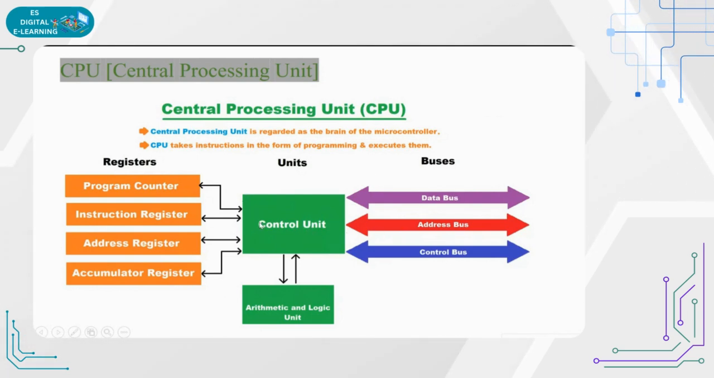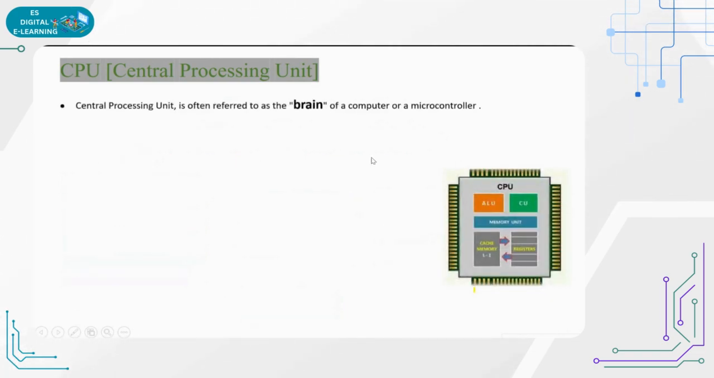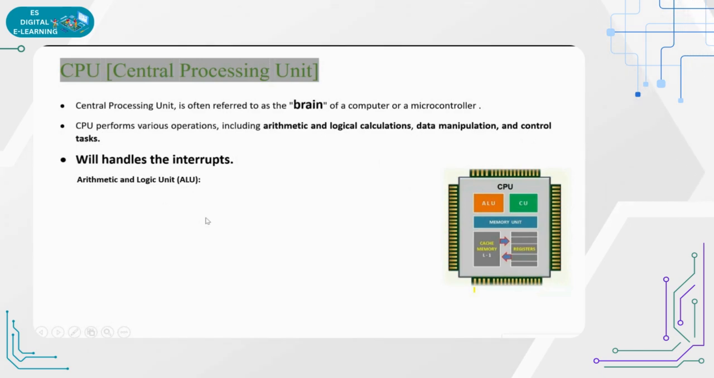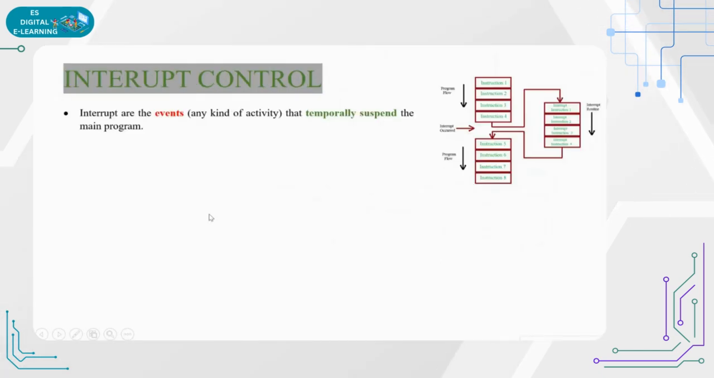Is it clear? The CPU takes the instructions in the form of a program and executes them. What exactly does the CPU have? As I told you, it has the ALU, the arithmetic logic unit, and it will do data manipulation and control the tasks. And it will handle the interrupts, because interrupts are events. Any kind of activity that you are suspending temporarily, that is an interrupt event.